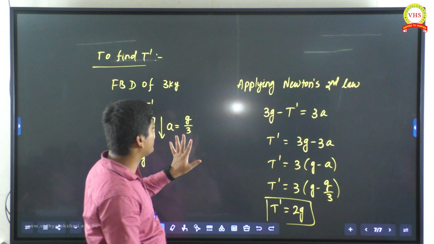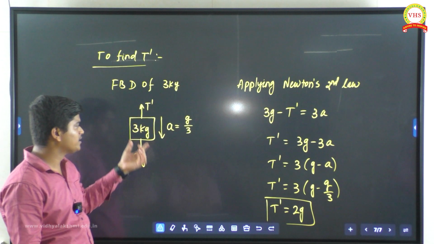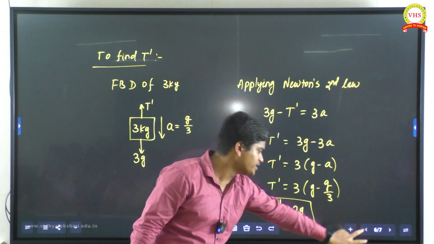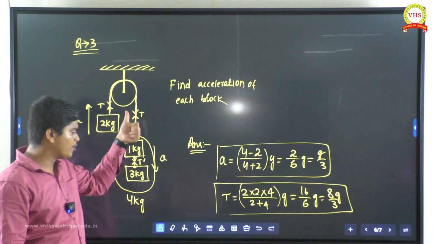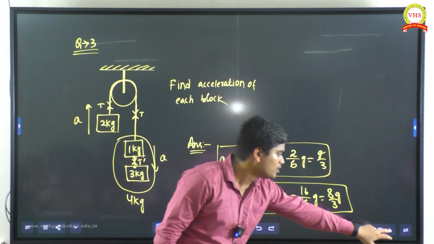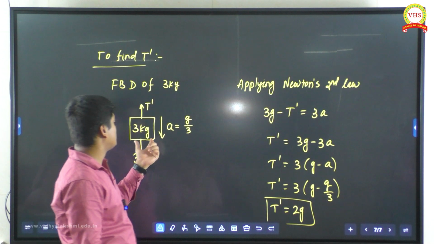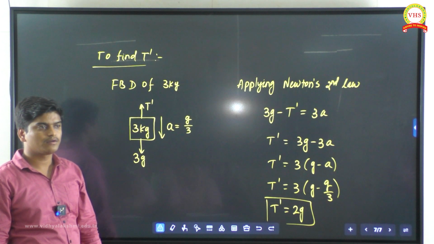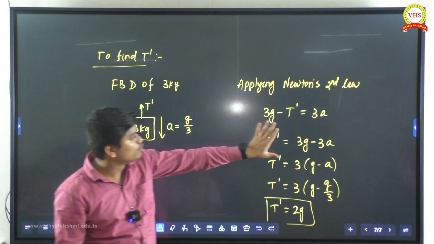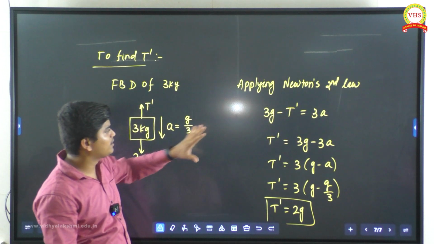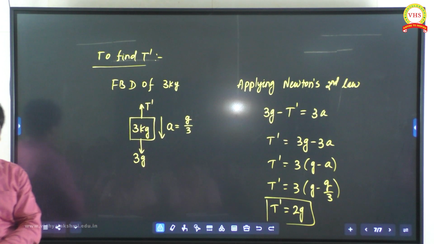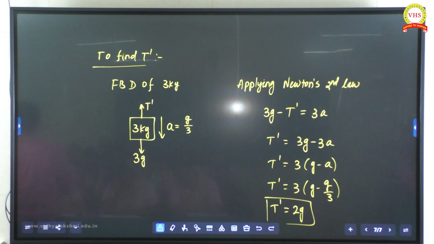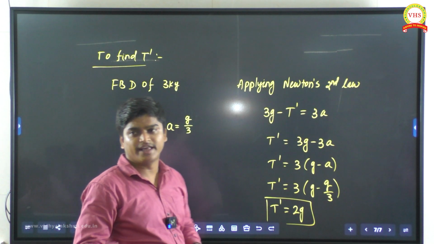Understood? This one you try at home today. I gave hints on how to calculate. For the 3 kg object, it is moving downward, T prime is upward, and 3G is down. Listen. Then the acceleration is G by 3, which is in the downward direction. Then you use Newton's second law: net force equals mass times acceleration. Now you calculate T prime. I hope you understood this, right? No doubt? Any doubt is there?